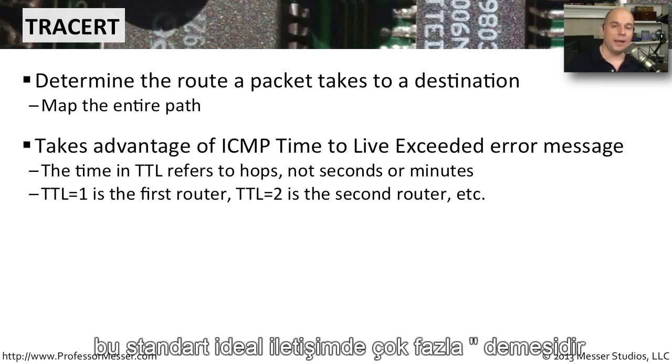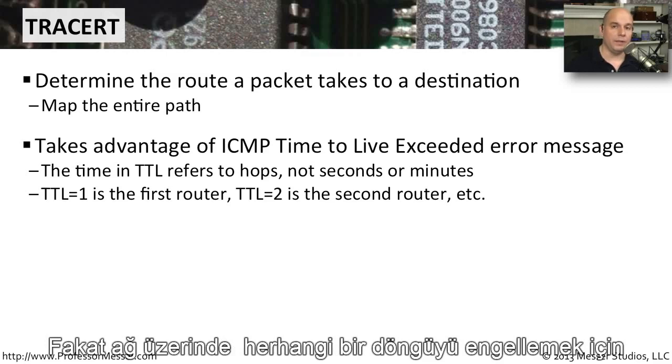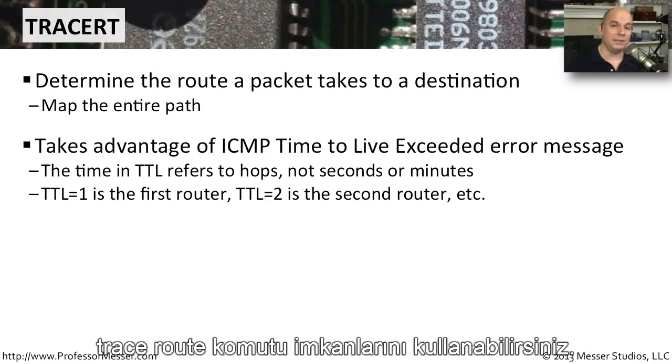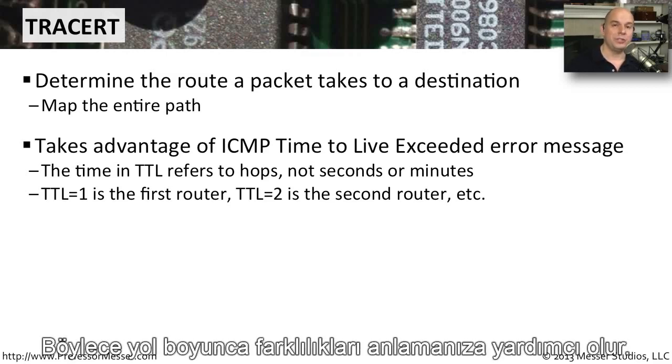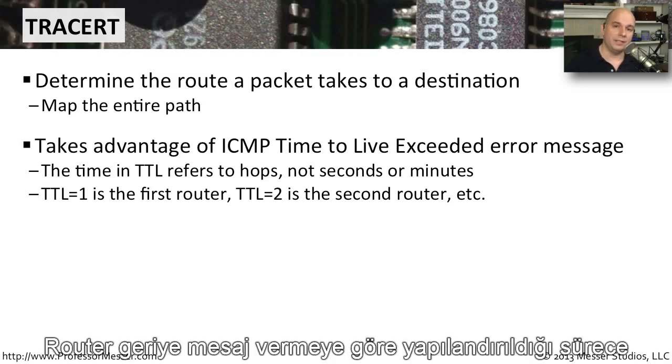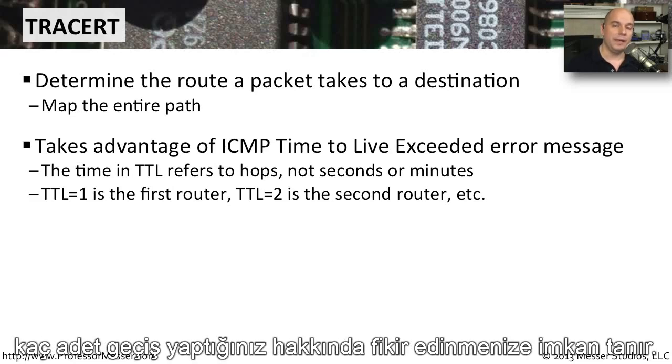This is ideally a way to prevent any type of looping on the network, but you can also use it with utilities like Traceroute to help understand the different routes along the way. As long as a router is configured to send these messages back to you, you'll be able to get an idea of just how many hops you're passing through.